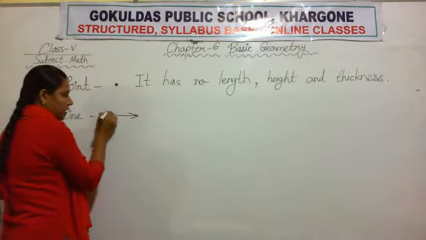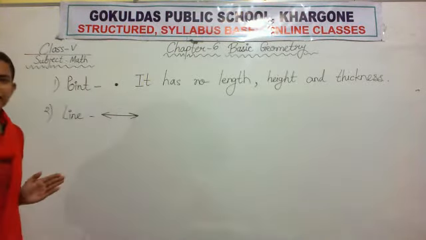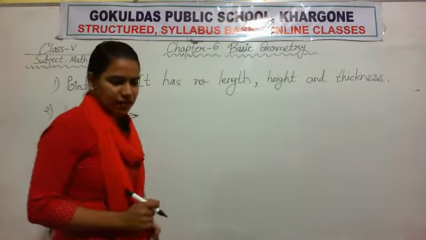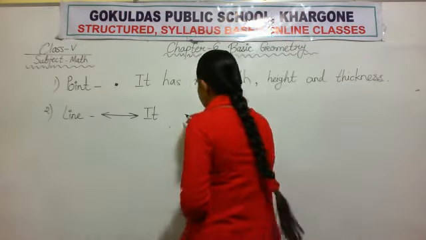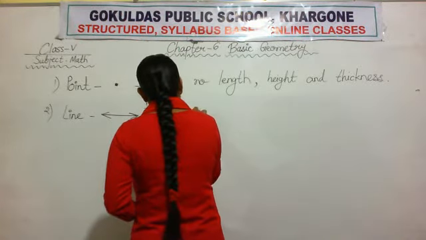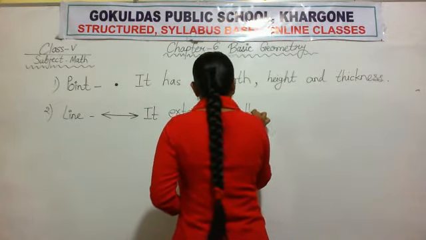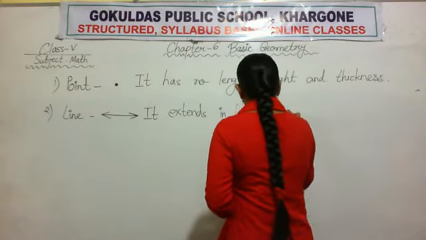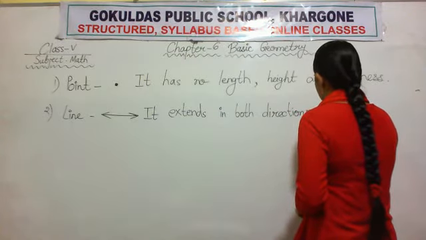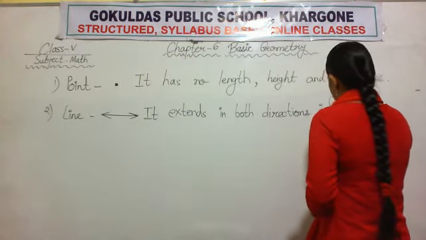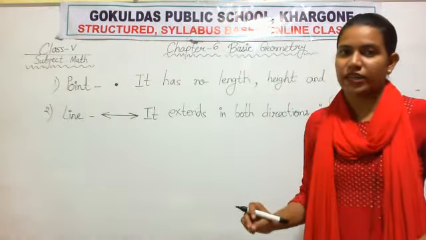A line has an arrow on both the ends and it is infinite in length. Line is infinite, so it extends in both the directions infinitely. What these arrows indicate is that we can extend lines in both directions.